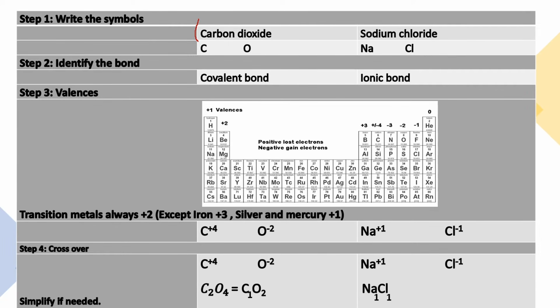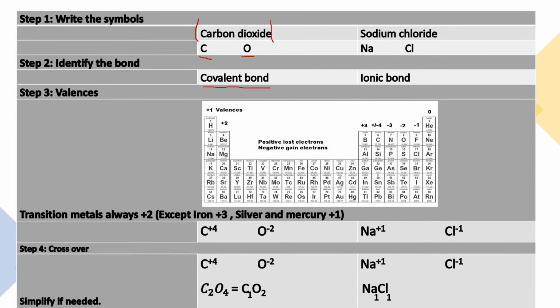So we have carbon dioxide. Step 1 is to write the symbols. We have C for carbon and we have O for oxygen. Step 2 is to identify the bond. This bond is a covalent bond. The reason for this is because carbon and oxygen are both non-metals and they have bonded.